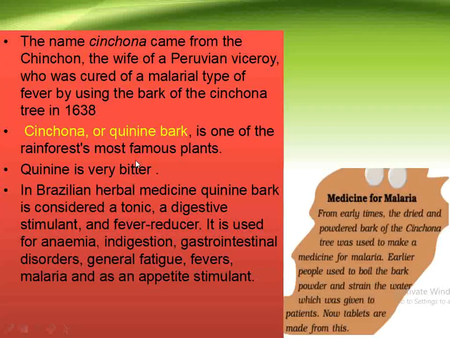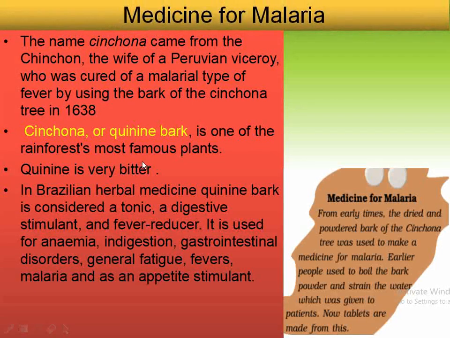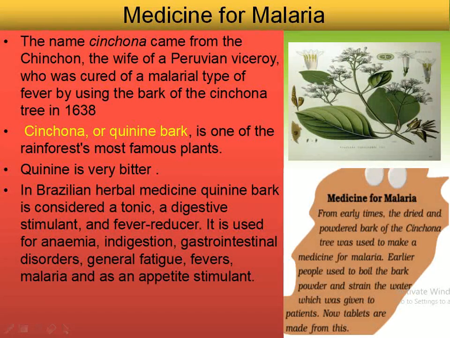So let's see one of the medicines which was used in the past, but now we are using tablets of it. The medicine for malaria from early times: the powdered bark of the cinchona tree was used to make a medicine for malaria. Earlier people used to boil the bark powder and strain the water, which was given to the patient. Nowadays tablets are given.